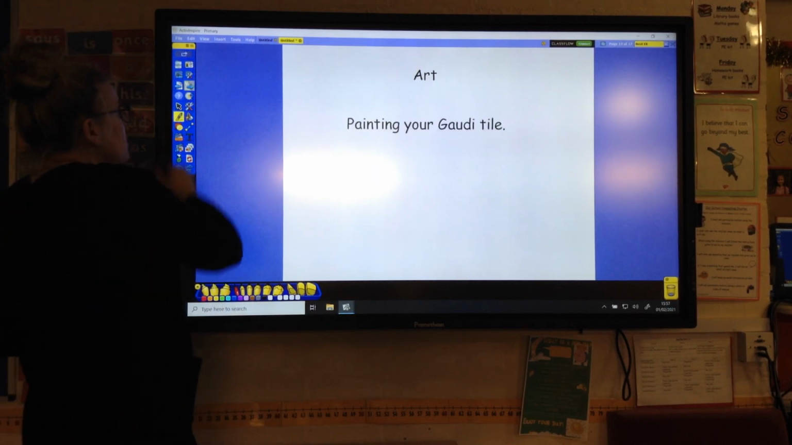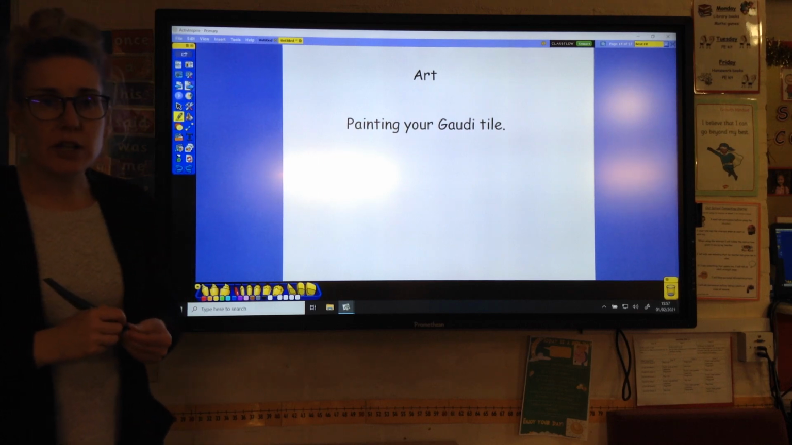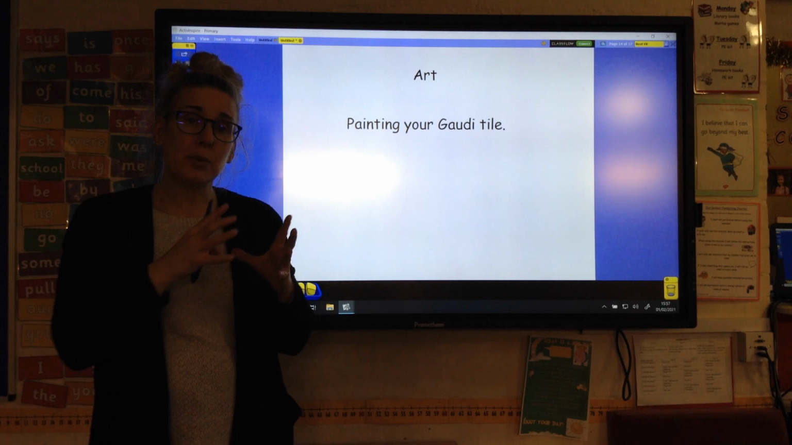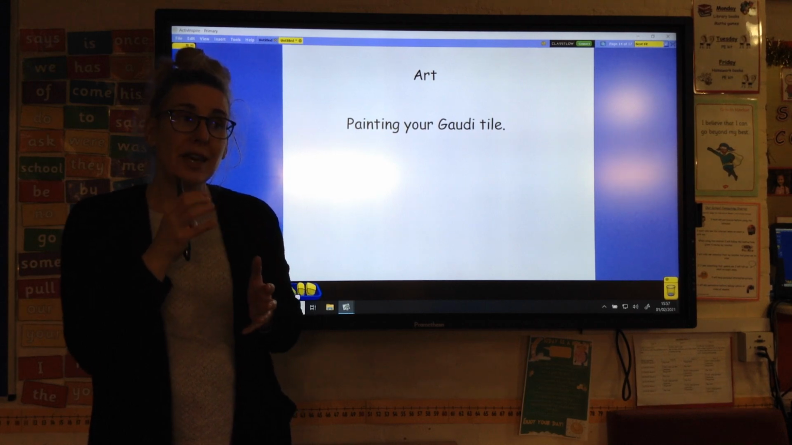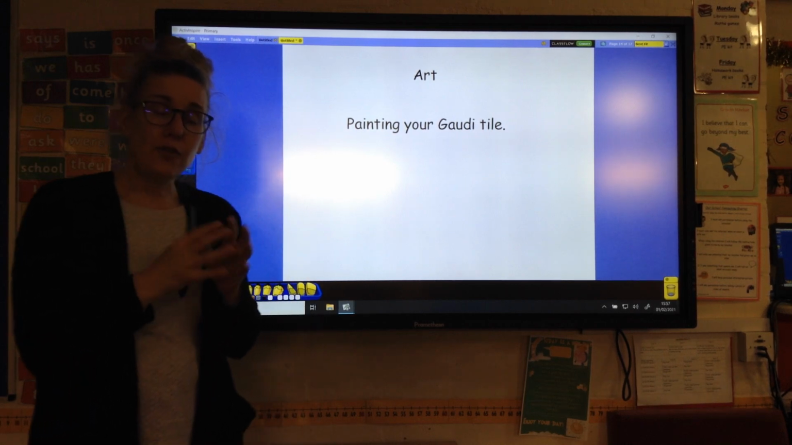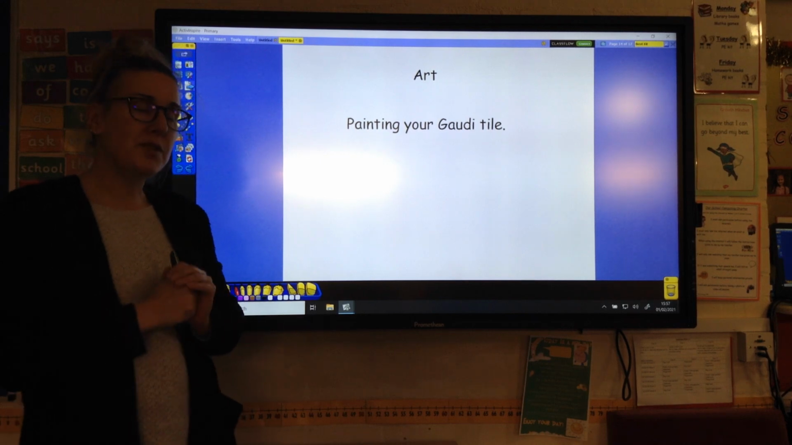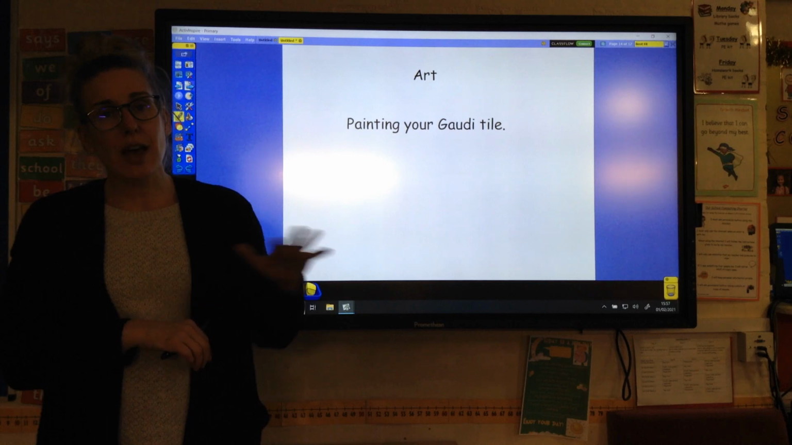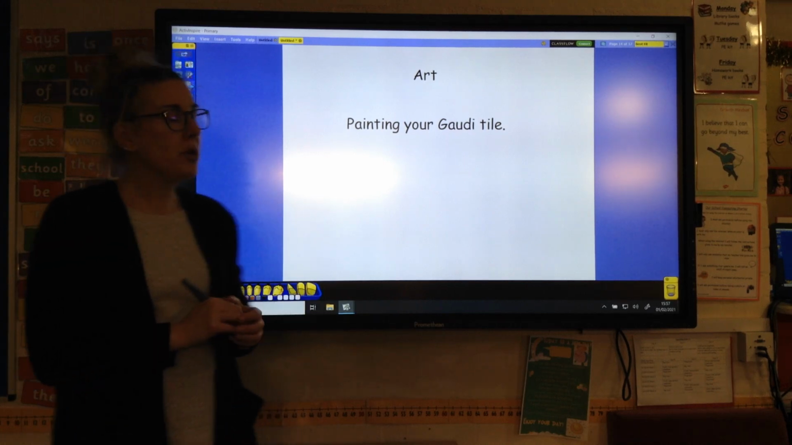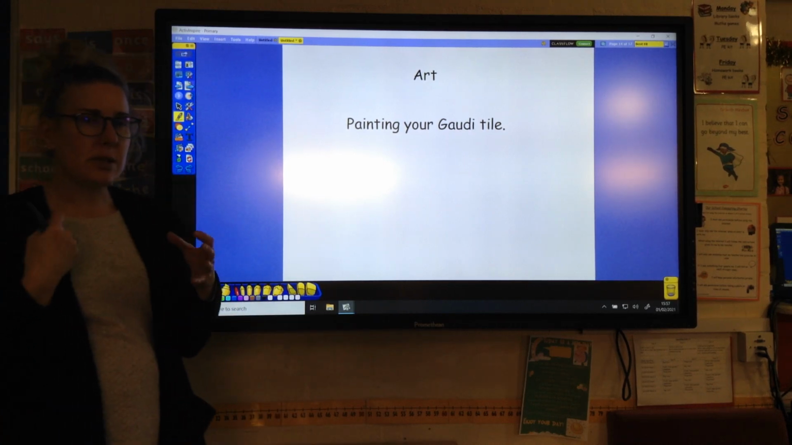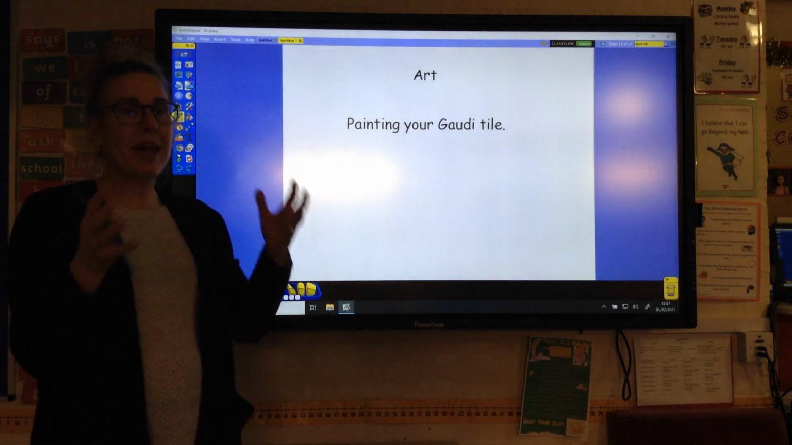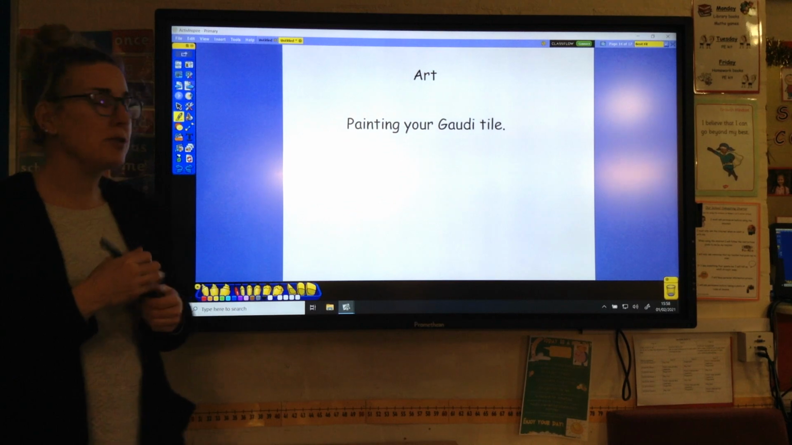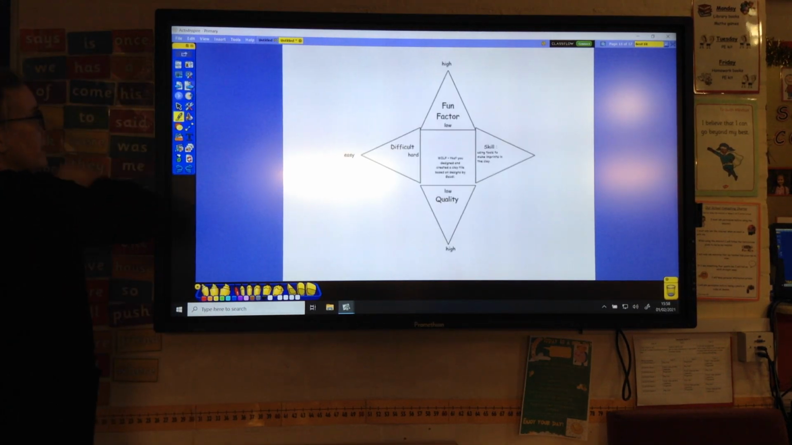Then this afternoon, we're going to be finishing our art. So hopefully you had a go at making a Gaudy style tile, whether that was in salt dough or in clay. Hopefully it will have dried out. The salt dough, you'll obviously have to bake that. Today we're going to do some painting, and I'd like you to have a go at painting your Gaudy tile. And remember, Gaudy uses lots of bright colours, so when you're painting your tile, make sure you try to include all those really bright colours.